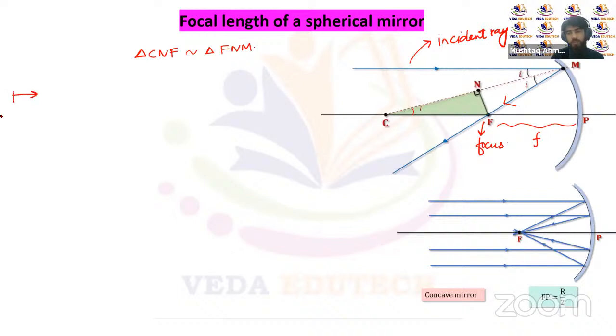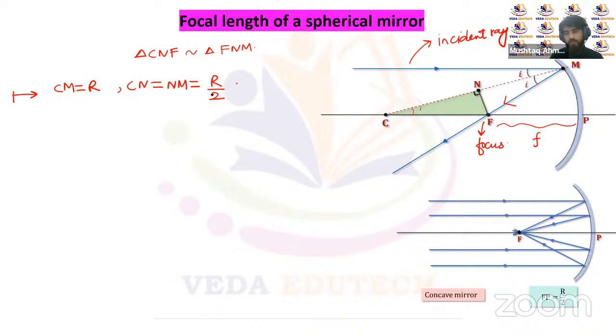So if they are similar to each other, we know that C to M is the radius of curvature. CM is equal to R. And since this is a similar triangle, CN must be equal to NM. Since C to M is R, CN is equal to NM, and it must be equal to R upon 2. So the value of CN here is half of the radius of curvature.